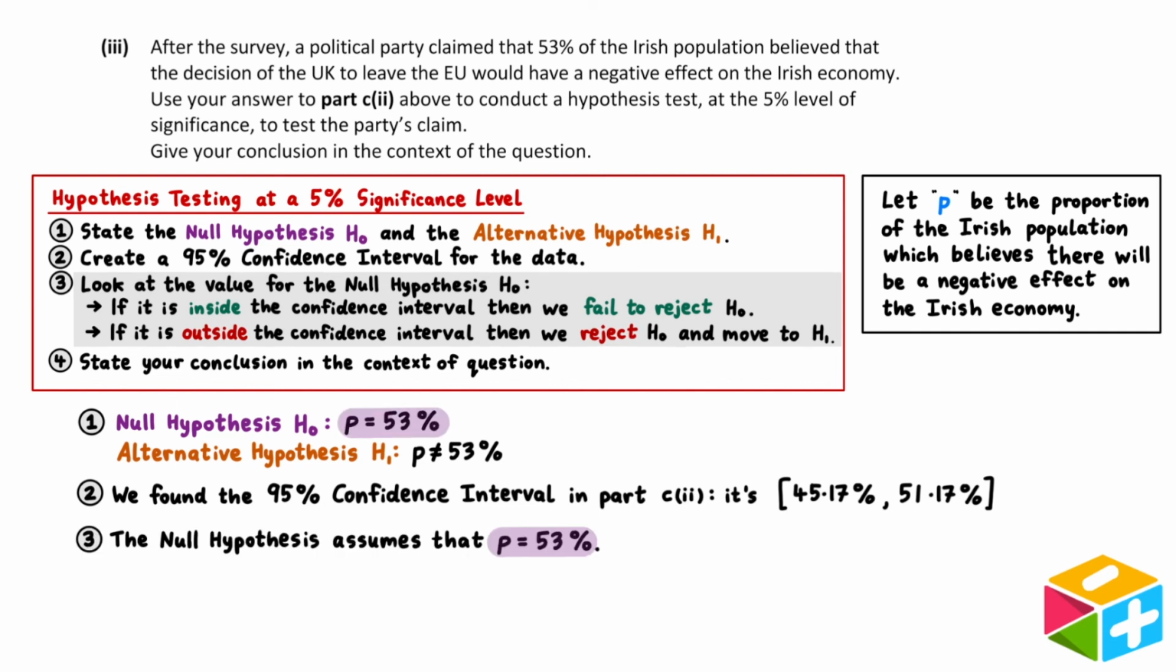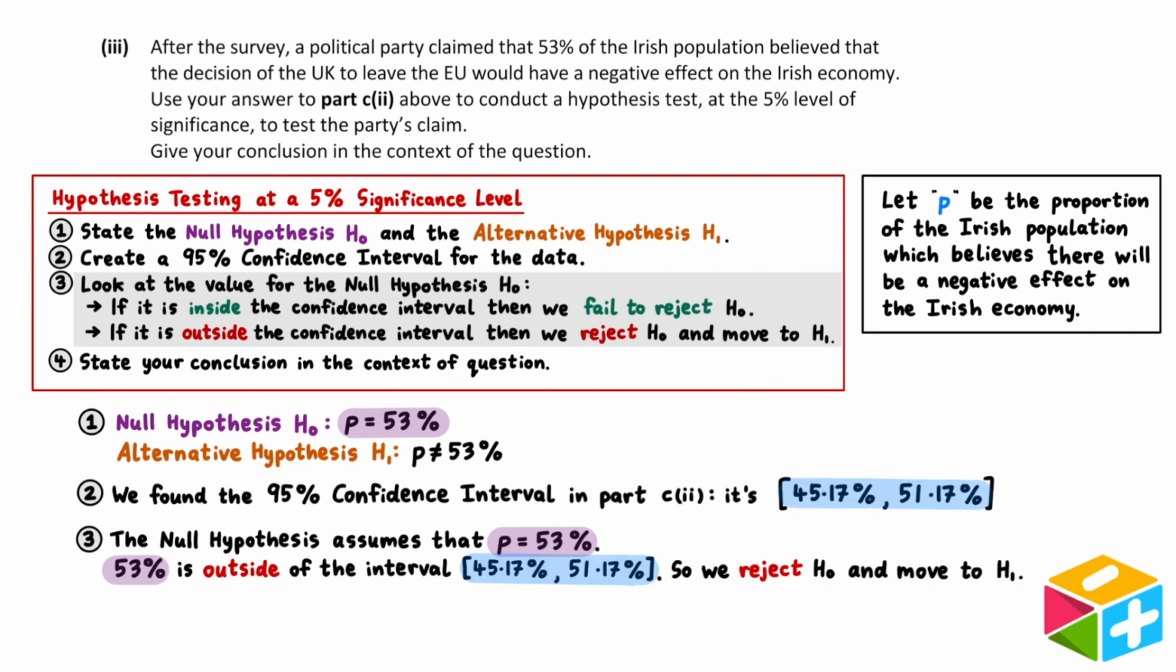In our question, the null hypothesis assumes that P is equal to 53%. 53% is outside of our confidence interval, 45.17% to 51.17%. This means that we reject the null hypothesis H0 and move to the alternative hypothesis H1.